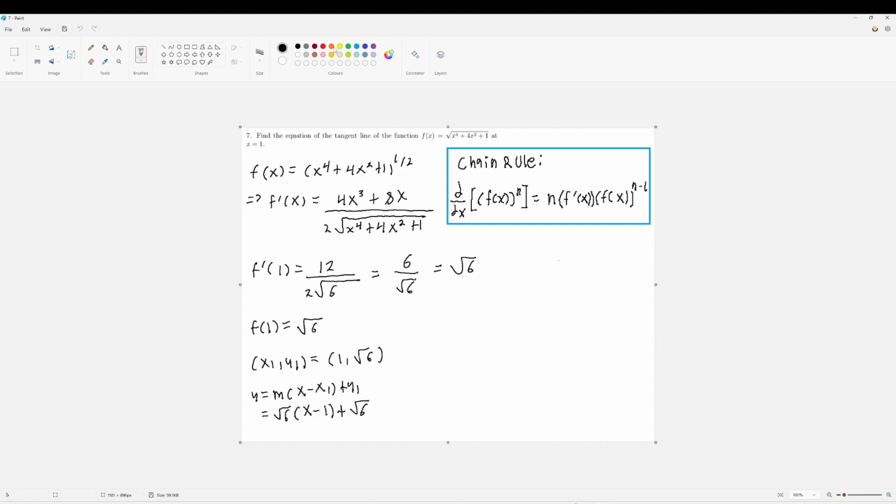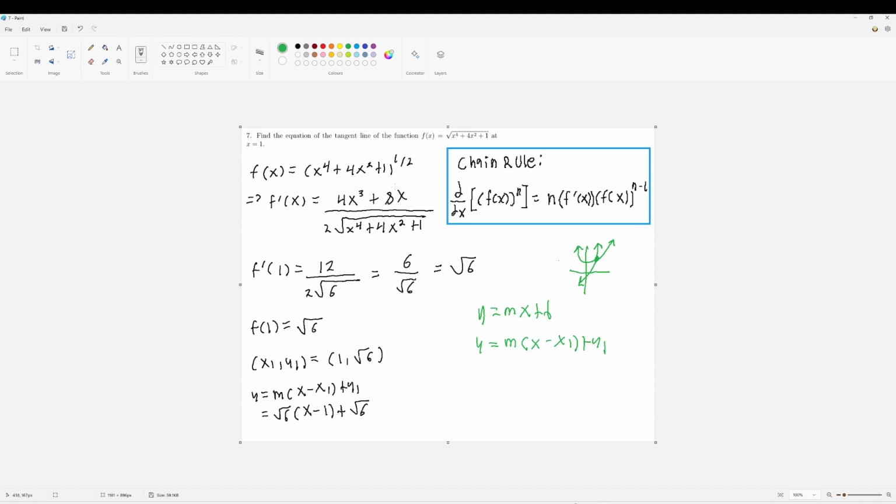Alright, anyways, what's the last one here? Find the equation of the tangent line of the function f of x equals square root of x to the 4 plus 4x squared plus 1 at x equals 1. In the case where we want to find the tangent line, we basically just want to find the linear function. That's just y equals mx plus b. Alternatively, you can also use the form y equals m times x minus x1 plus y1. That's what I did here as well. Because essentially the tangent is just where it barely touches at some point. So we can imagine some quadratic function like this. This is x equals 1. And we want to find the slope such that it just goes like that.